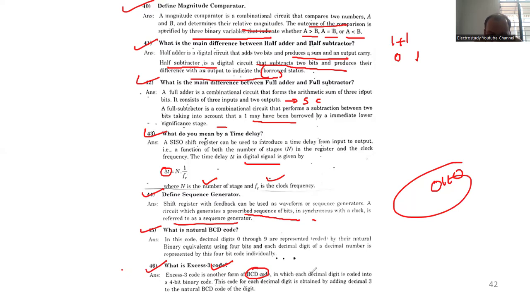In this code, each decimal digit is coded into a 4-bit binary code, obtained by adding the decimal 3 to the natural BCD code of the digit. That is important. Whatever number is given, the BCD number will be added with 3. Then you will get the XS3 code.